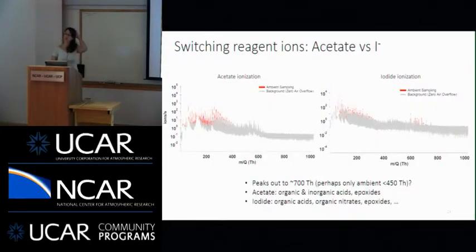So these switchable reagent ions, what do we see? Here's your standard mass spectrum for acetate ionization and iodide ionization. And there are a lot of things that you should be able to see here. The first is that the gray is our background. If we add ultra high purity zero air to our instrument, so we should be adding nothing into the inlet, this is the mass spectrum we see. So we see a lot of ions in the background mass spectrum.